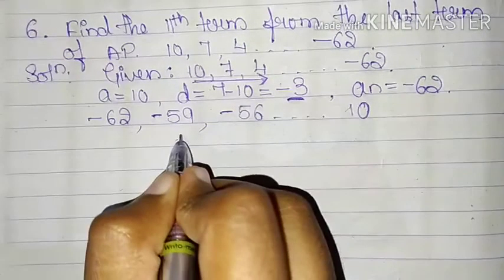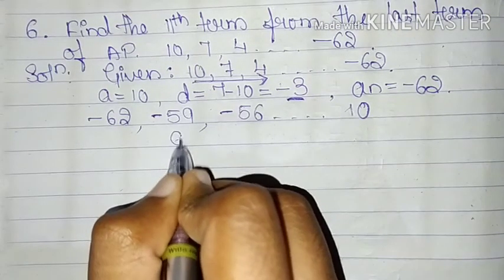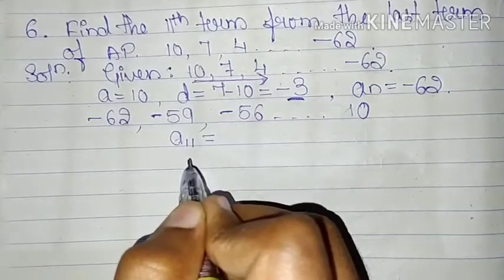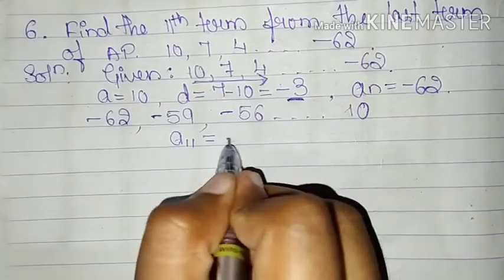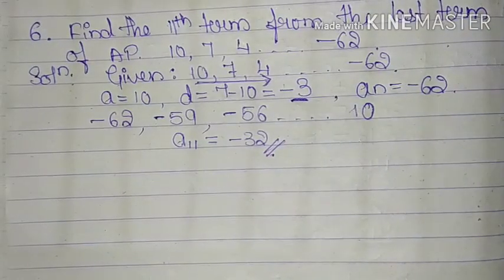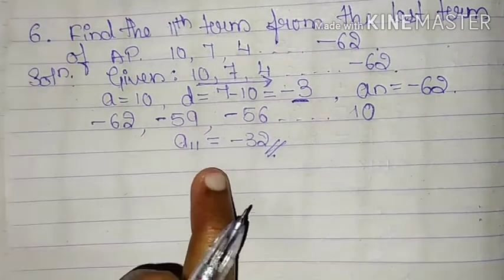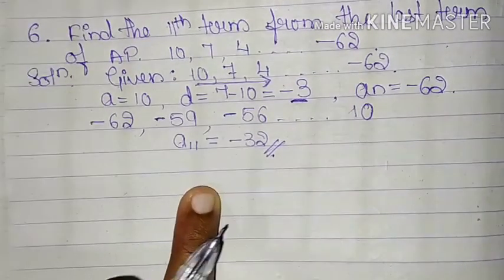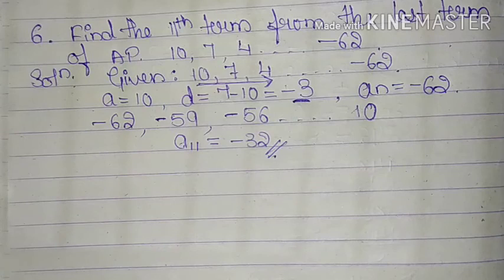The 11th term is A11 is equal to minus 32. Okay, try finding the 11th term. This should be your answer. Pause the video and try to find the 11th term. Okay, and another method to do this sum is to find how many terms are there. They have given us the AN, that is minus 62. You have to calculate N and then find the 11th term from the end of the arithmetic progression. Okay, try solving it on your own.